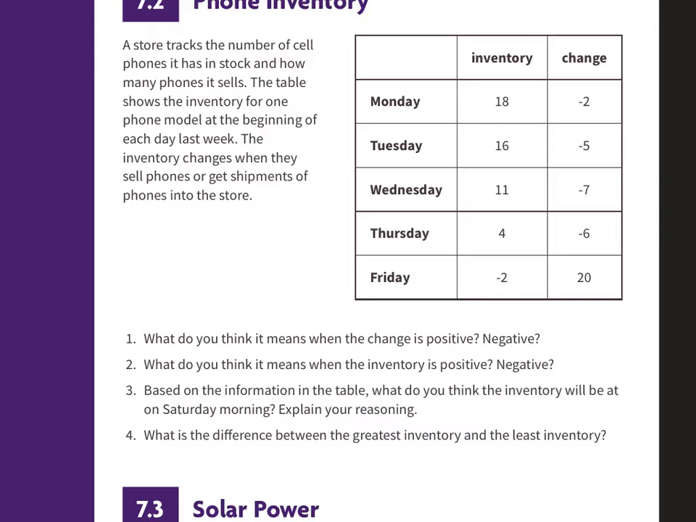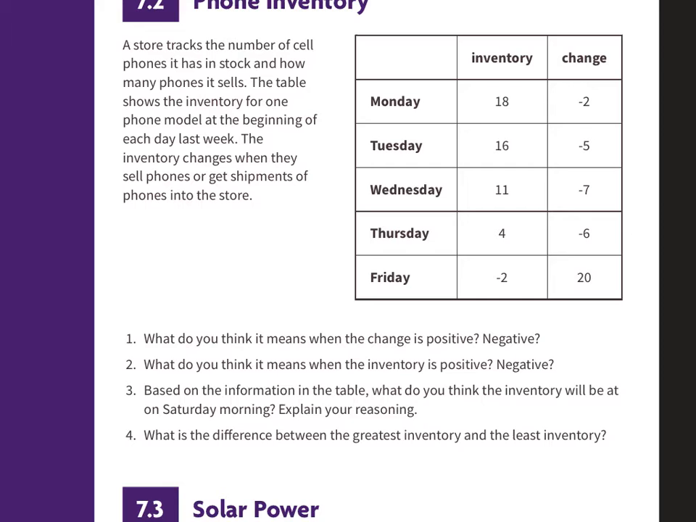So, well, we just answered number 1. What do you think it means when the change is positive? We're adding phones, so we're adding to our inventory. We're getting a shipment. What happens when the change is negative? Well, we're selling phones. We're getting rid of them. Number 2. What do you think it means when the inventory is positive? Well, if it's positive, that means they have phones. If the inventory is negative, that means they're out of phones. They've sold phones that they don't have.